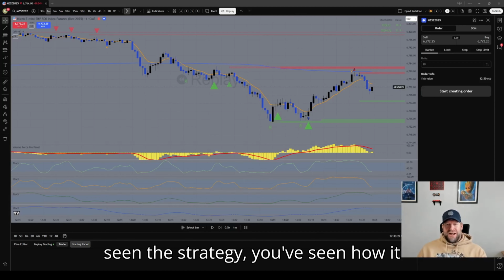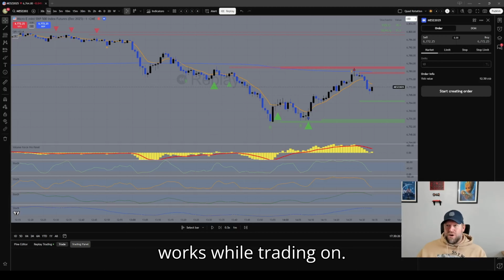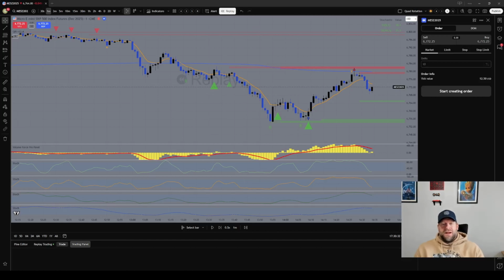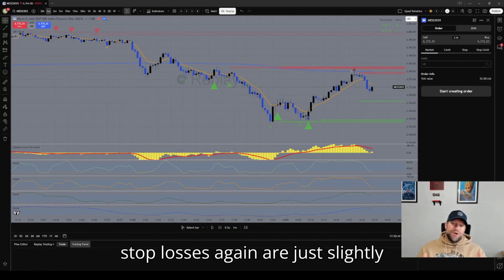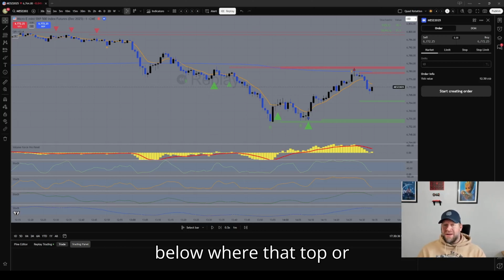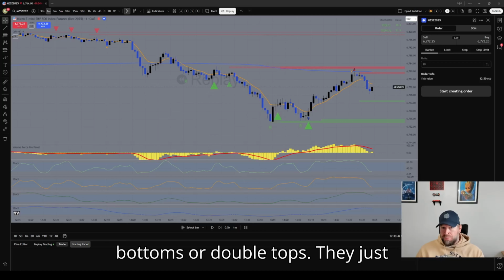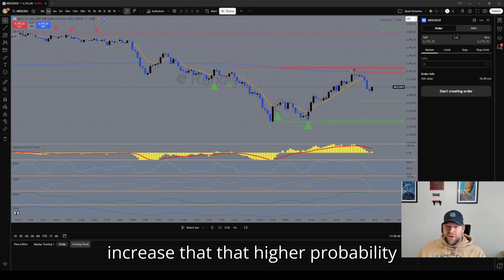So you've seen the strategy, you've seen how it works while trading on a couple of live examples now. Stop losses, again, are just slightly below where that top or bottom were that you're bouncing off of. Ideally, you're looking for those double bottoms or double tops. They just increase that higher probability.